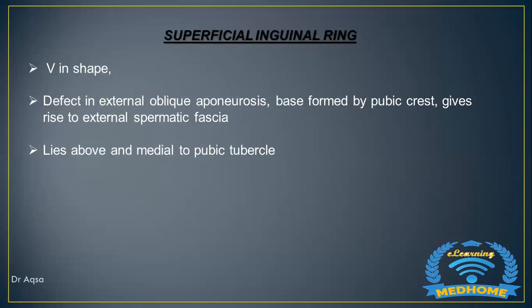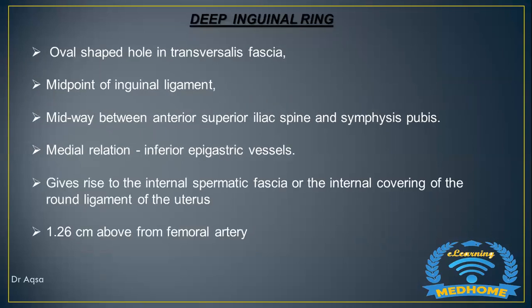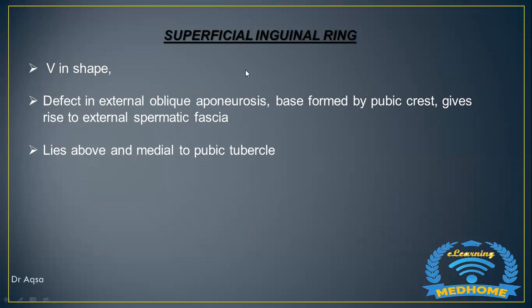Now, what is the superficial inguinal ring? The superficial inguinal ring is V in shape, while the deep inguinal ring was oval shaped. Now, the superficial inguinal ring is a defect in the external oblique muscle aponeurosis, its base is formed by the pubic crest, and it gives rise to the external spermatic fascia.